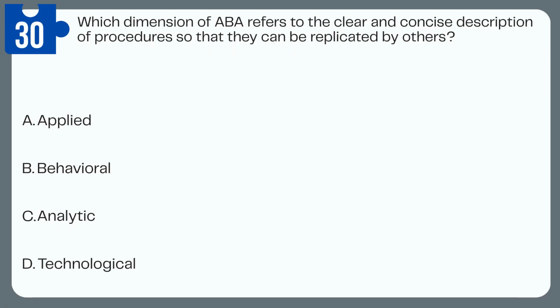Question 30. Which dimension of ABA refers to the clear and concise description of procedures so that they can be replicated by others? A. Applied. B. Behavioral. C. Analytic. D. Technological.